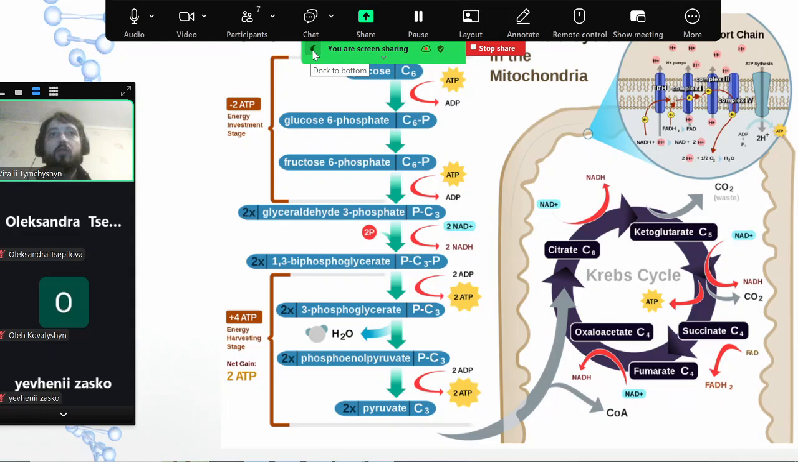Okay, so we started considering the processes of metabolism and how we get energy. First of all, we considered what it means for us to get energy. We know that ATP is basically a universal energy currency in our cells, and we cannot get the ATP as it is from the environment. We should synthesize it from something else. And we have considered a way of synthesizing ATP from glucose.